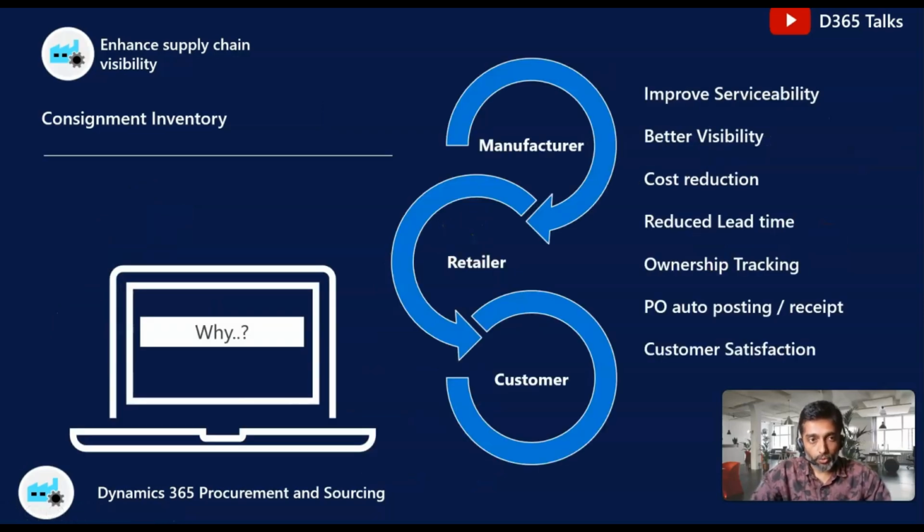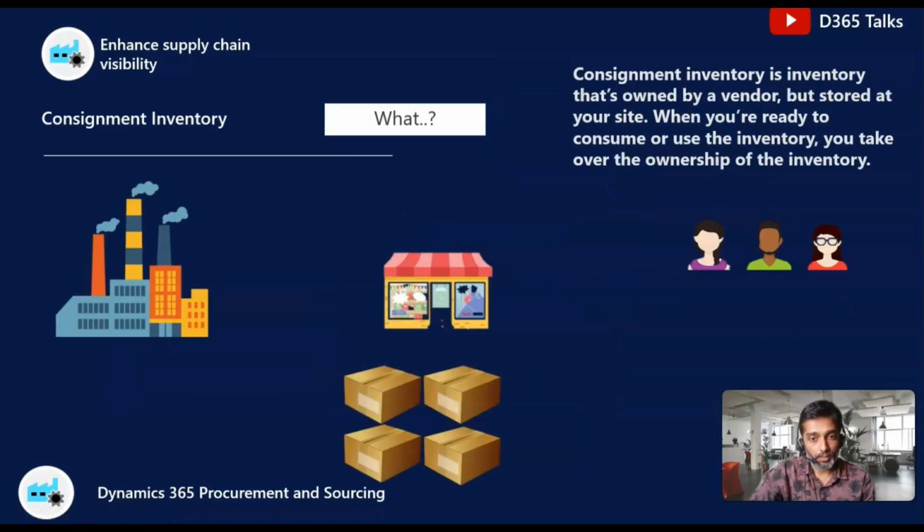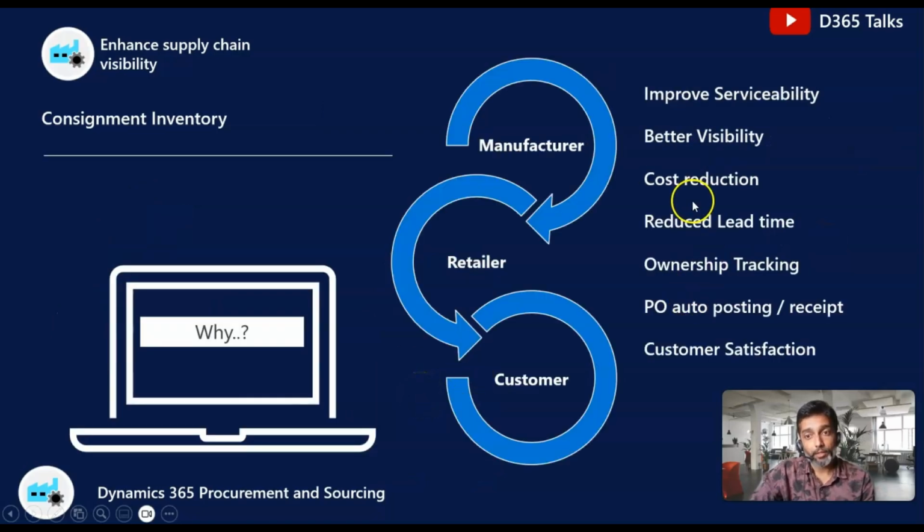But why do we need to do this process of consignment inventory in Microsoft Dynamics 365? This helps the manufacturers or the retailers to improve their serviceability, because you will be able to quickly service the customers. You are not in a stock out situation, unable to serve the customers on time. And then you have better visibility in the entire supply chain. Even though the stock is available at the retail premises, you still have better control over the visibility of the inventory, and cost reduction.